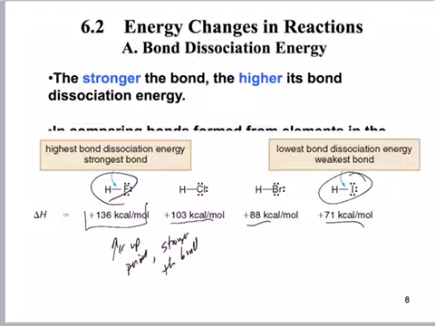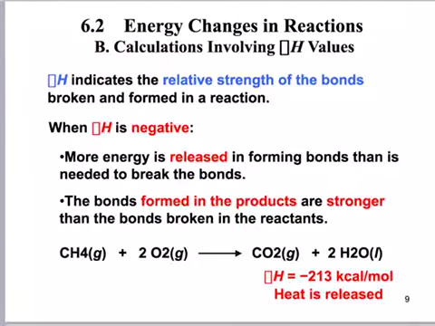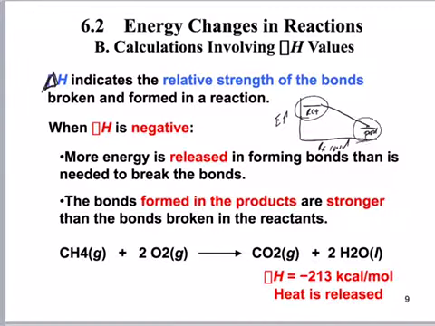And the highest bond dissociation energy is the strongest bond. Now, the change in enthalpy, the delta H, indicates the relative strengths of the bonds that are broken and formed in a reaction. Okay? Remember, we had our energy here and our reaction coordinate, and we said that our reactants and our products, reactions tend to favor lower energy products. Right? So that means that energy was higher, now energy is lower.